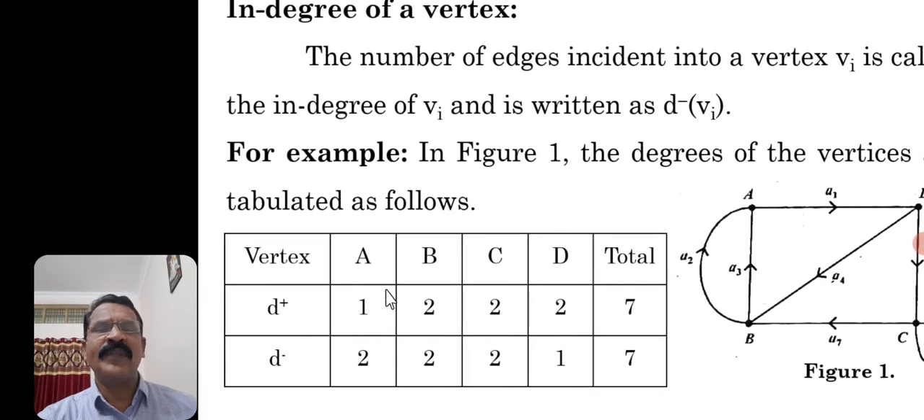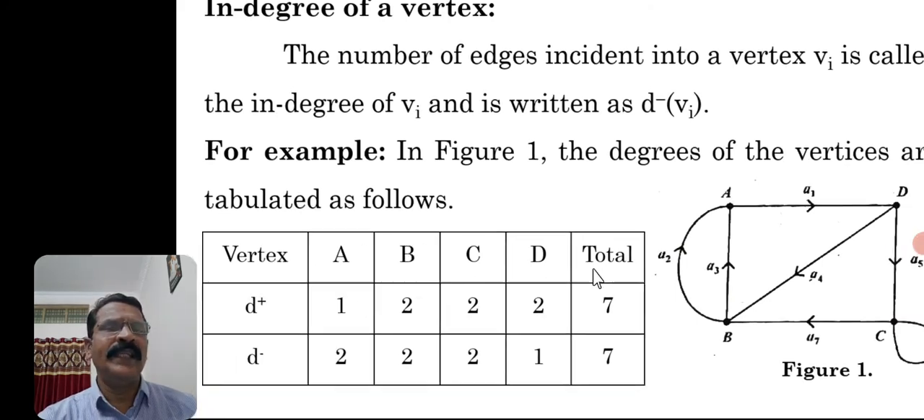Okay, so like that we got the out degree of every vertex. Similarly, if you want to find the in degree, consider the vertex A. How many edges are incident into A, meaning you are reaching A? One is A2, another one is A3, which are incident into A. So 2 edges are incident into the vertex A. That's why the in degree of the vertex A is 2.